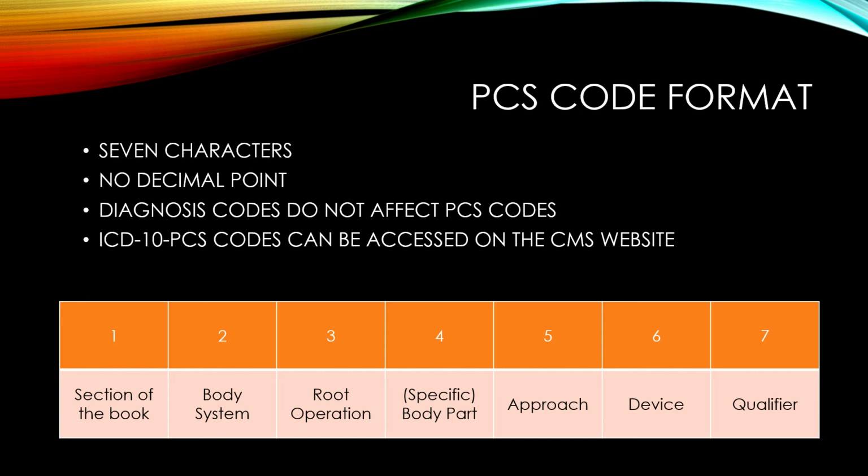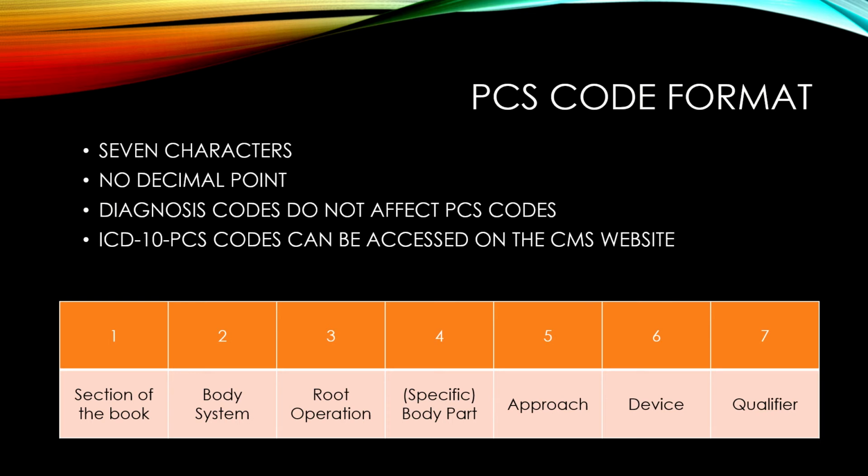These 7 characters, each one stands for a different thing. So the first character always represents which section of the book we're coming from. The second character represents which body system it's about. The third character represents what root operation was done. The fourth character represents what specific body part was operated on. The fifth character represents the approach, which is what type of incision they use.